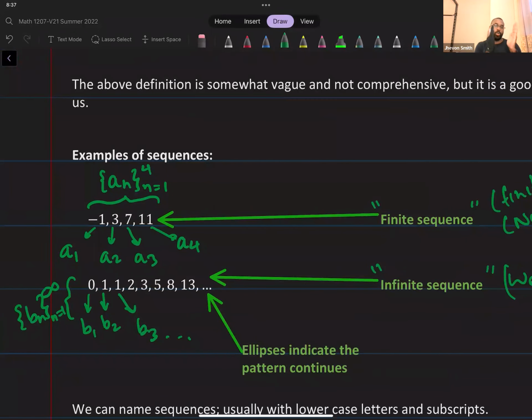You start with 0, 1 as the first 2, and then add 0 and 1, you get 1. If you add 1 and 1, you get 2. You add 1 and 2, you get 3. You add 2 and 3, you get 5. You add 3 and 5, you get 8. You add 5 and 8, you get 13. And notice that that's how we're going through this list.